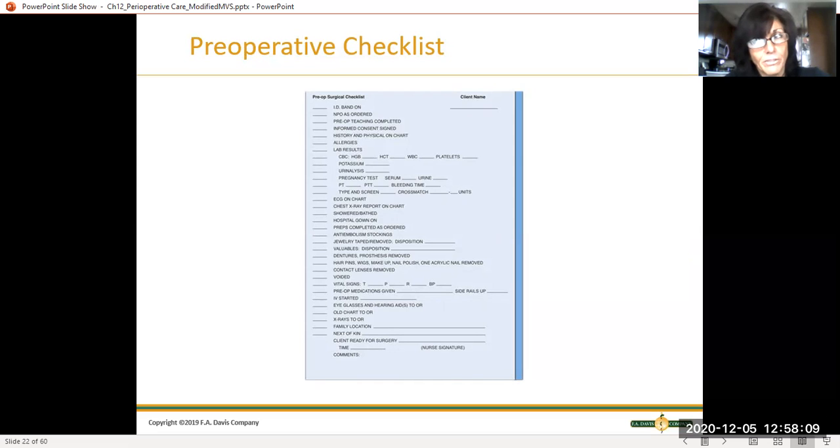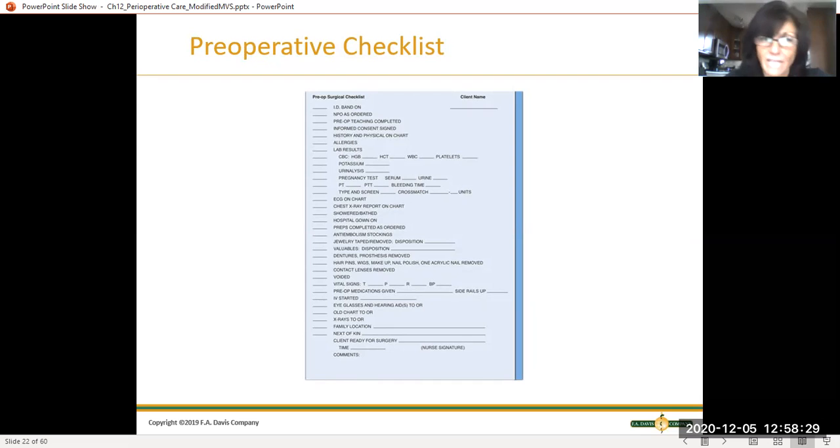Valuables, which they shouldn't have brought, but they do sometimes. What did we do with them? A wallet, credit cards, cash money, those kinds of things. Dentures, prostheses, hearing aids, glasses, contact lenses. None of those things can go in. So where are they? What did we do with them?